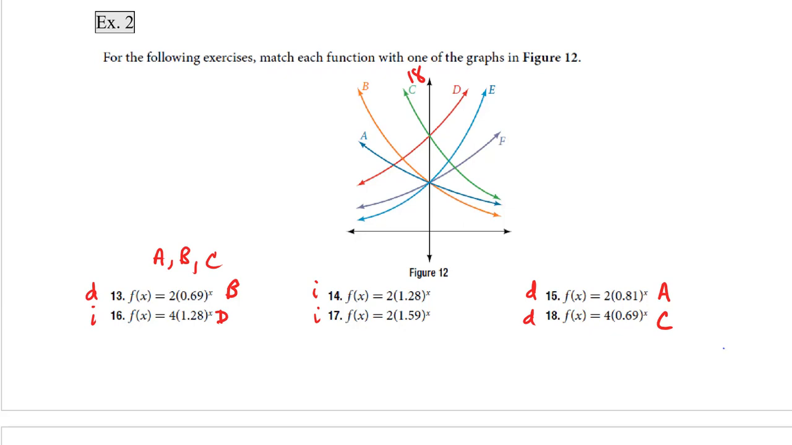And when we compare 14 and 17, when x is a positive number, the larger base produces the higher values. So that means that the one with the base of 1.59 has to be the taller graph, which is E, and the one with the base of 1.28 has to be the shorter graph, which is F.